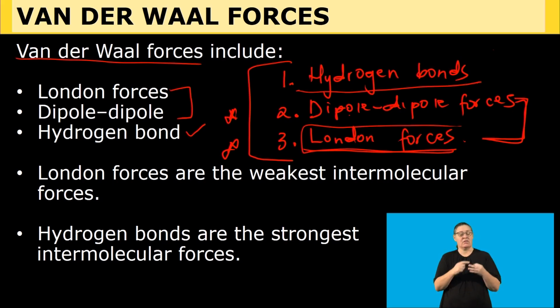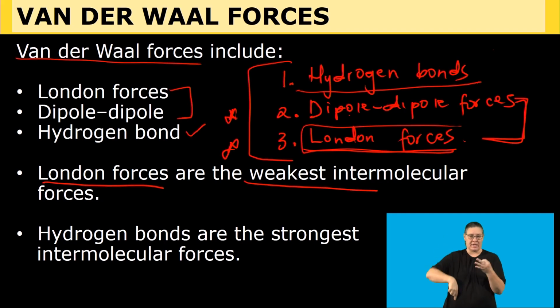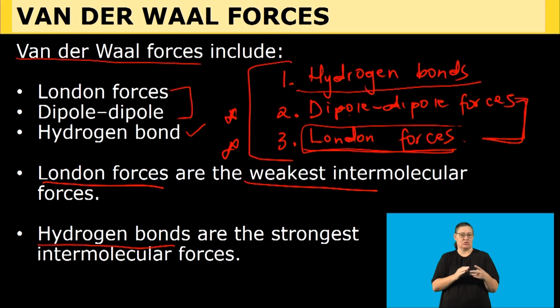So these three are all, as we have said, known as your van der Waals forces. And we are saying the London forces are the weakest intermolecular forces out of all three, and the strongest are the hydrogen bonds, which means the dipole-dipole forces are in between. They are the second strongest amongst the three intermolecular forces.